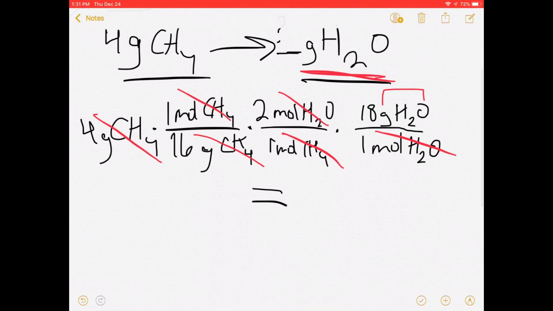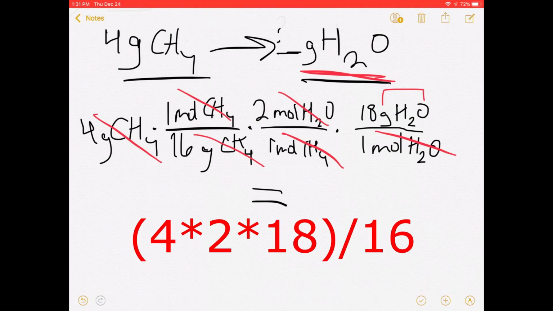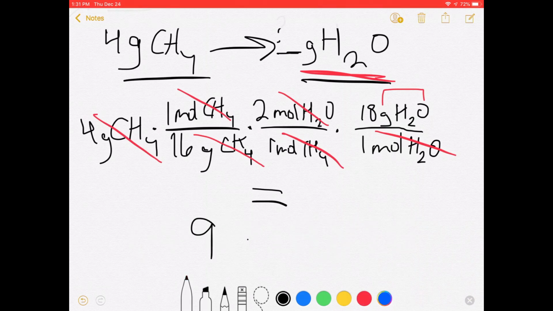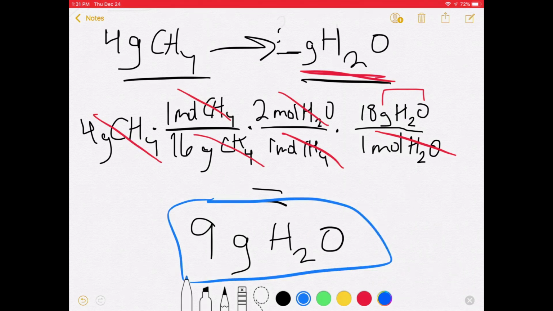So now, what I need to do is multiply all these numbers together, and what I get from this multiplication is, in total, 9 grams of H2O. And so that's our answer. And that is a simple dimensional analysis for the combustion reaction of methane.